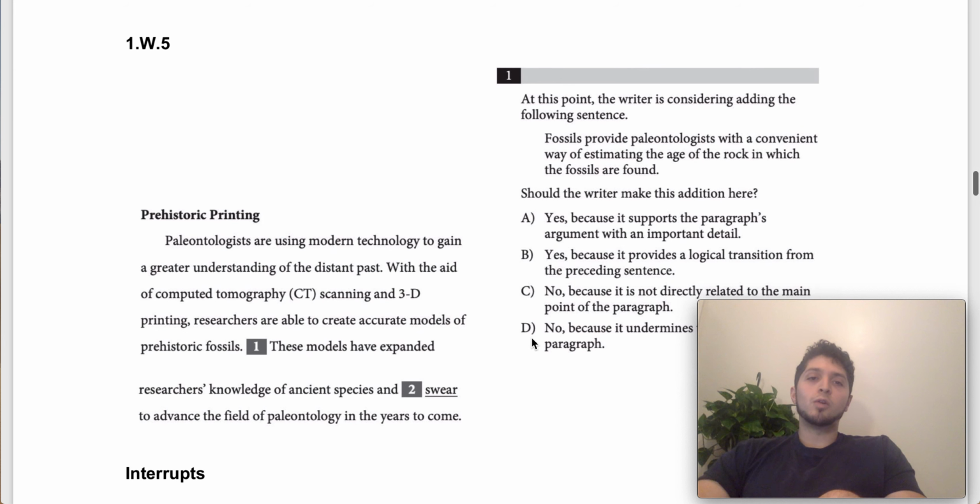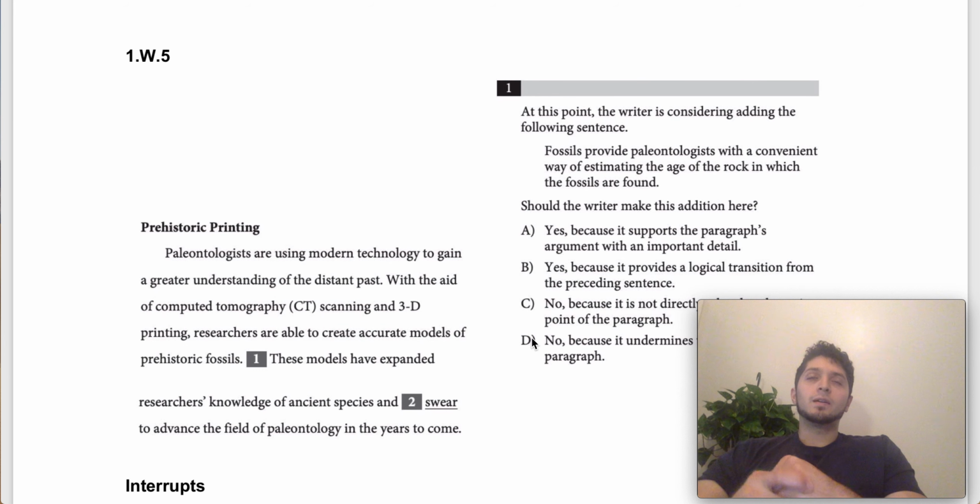This is a little more subtle one, just to show you that off-topic can be subtle for some of the harder questions. This says that fossils provide paleontologists with a convenient way of estimating the age of the rock in which the fossils are found. That's the sentence they want to add.